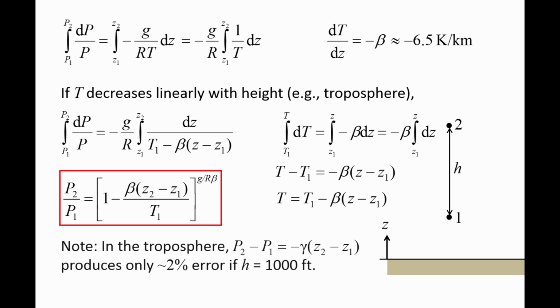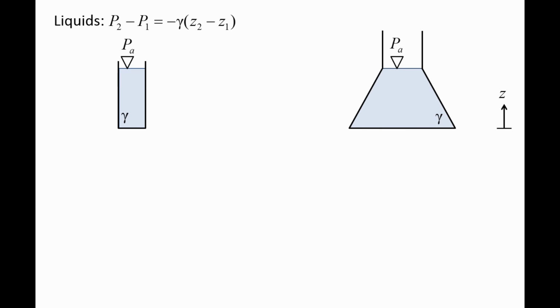It should be noted that the equation used to predict pressure changes in incompressible fluids works reasonably well in the troposphere if the altitude difference is not too great. For example, for a height difference of 1,000 feet, using the incompressible equation produces only a 2% error from the equation shown in red on this screen. It is important to remember that pressure only varies in the vertical direction for static fluids. Here we have two open containers filled with the same liquid that has a specific weight gamma.